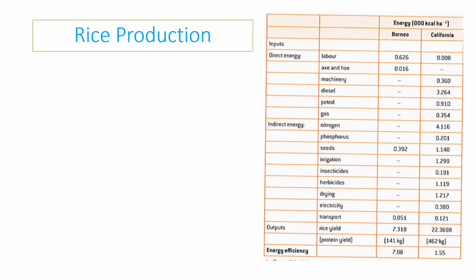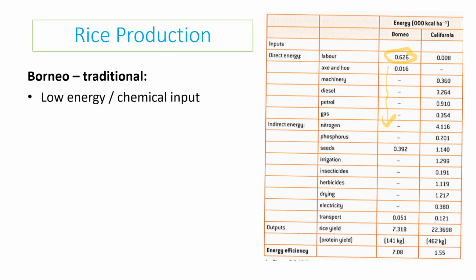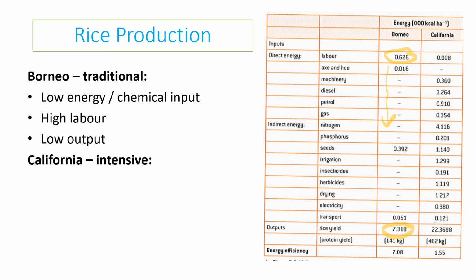You need to be able to compare farming systems. So here is an example of rice production, which is done in Borneo in a more traditional way. In terms of labour, there are quite high levels of input, but everything else is very low because there's no machinery used, no petrol or gas used. So the energy and chemical input is quite low, high labour costs, but at the end you eventually get quite a low output in comparison. But because of this low input and low output, overall it's very efficient as a system.